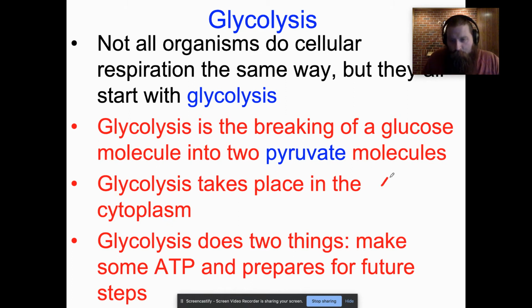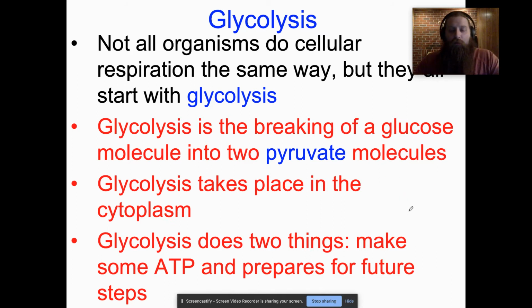It's pretty simple. We know that glucose is a hexagon. That's how we drew it during the macromolecules. Glycolysis is just going to cut it right there. And this three-sided molecule, this little bridge-looking molecule, the top one is called pyruvate, and the bottom one is called pyruvate. So when you split that hexagon in half, you get two pyruvate molecules.